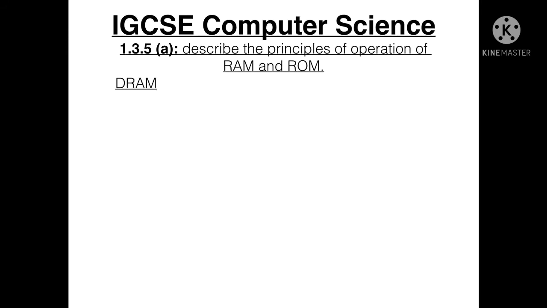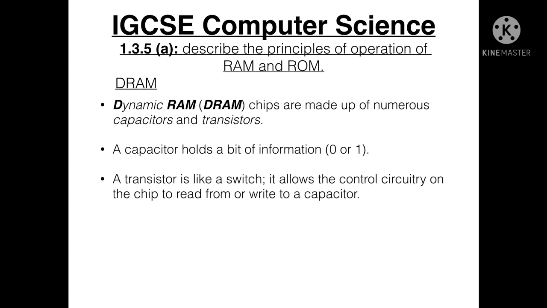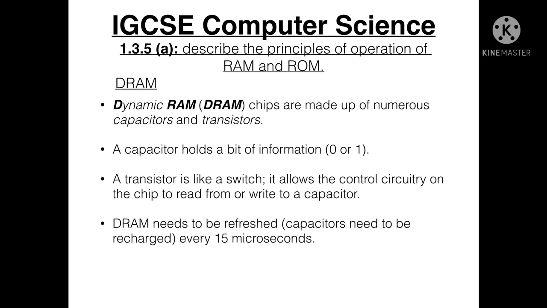So let's finally look at DRAM. Dynamic RAM chips are made up of numerous capacitors and transistors. A capacitor is something that holds a bit of information, so 0 or 1. And a transistor is kind of like a switch. It allows the control circuitry on the chip to read from or write to a capacitor.